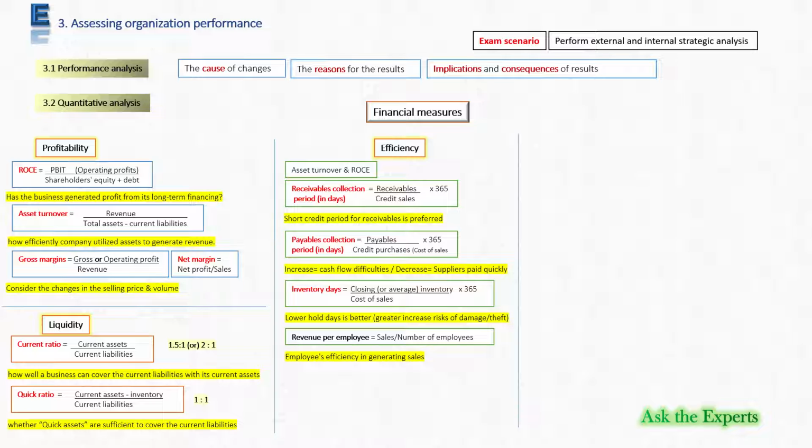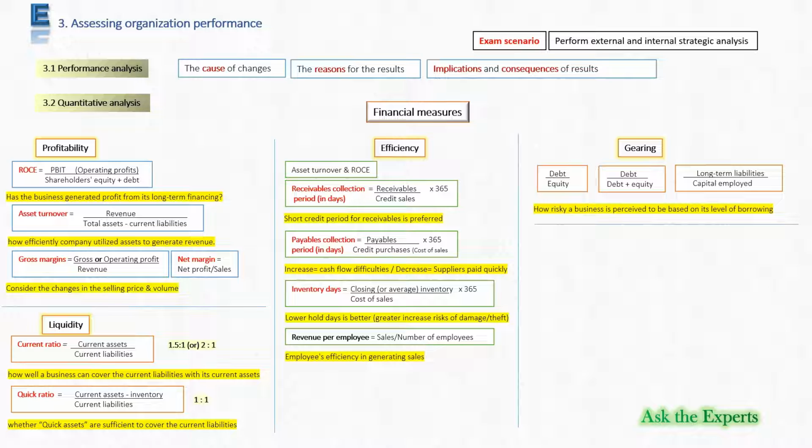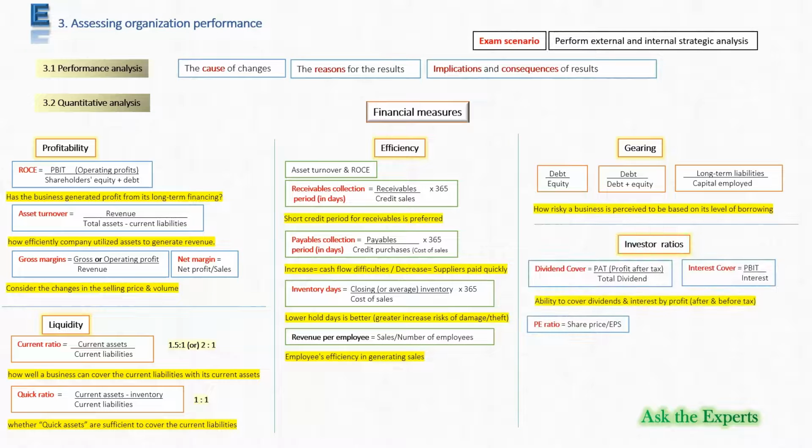The gearing ratios tell us how risky a business is perceived to be based on its level of borrowing. Dividend and interest cover are investors' ratios that can measure the ability to cover dividends and interest by profit, after and before tax. Now try to read these measures carefully and think about how to interpret and use them.